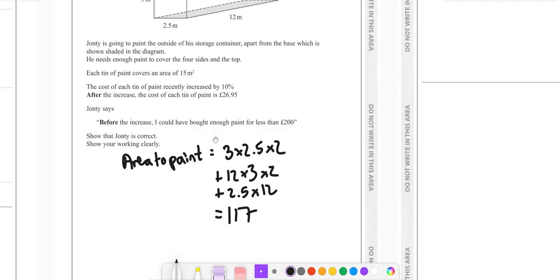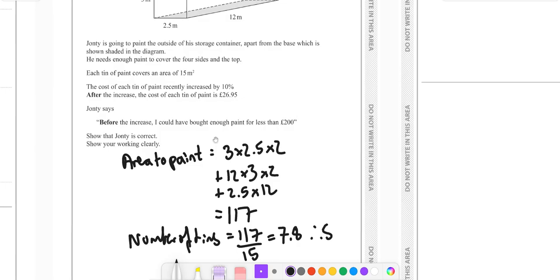Then, each paint tin covers an area of 15, so the number of tins is 117 divided by 15. That is 7.8. So therefore 8 tins, because we can't buy part tins.